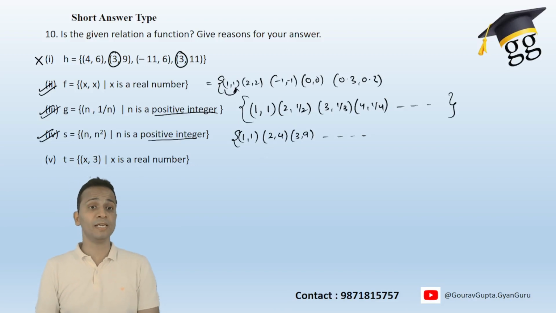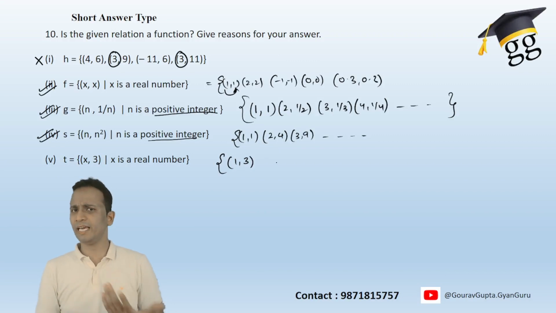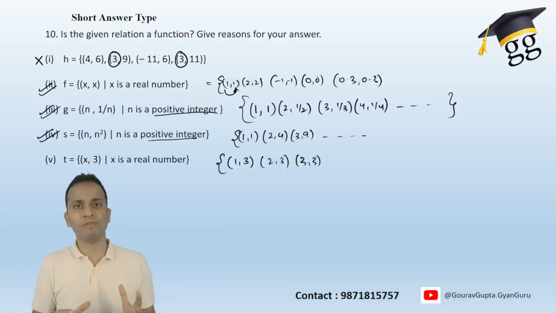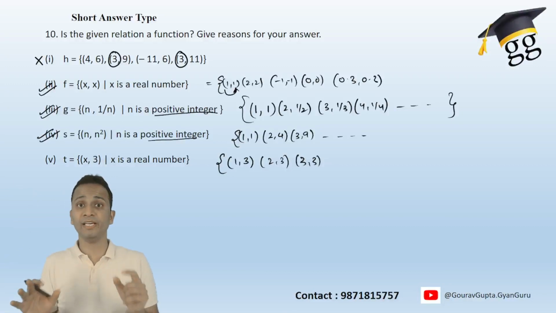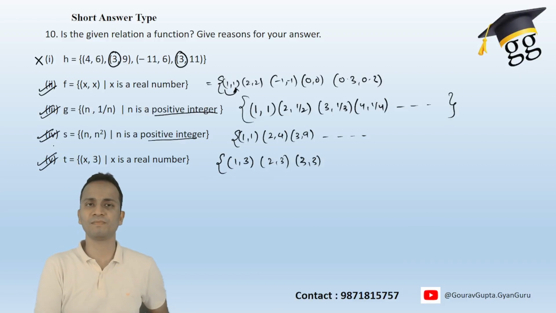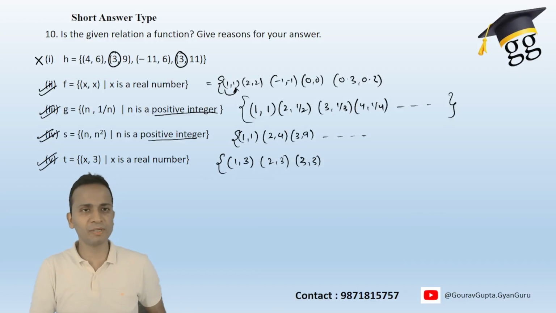Done. Now next, t is equal to x comma 3. This is an interesting case where x is a real number. If I write it, let's say x is equal to 1, but since this is a constant function, y is 3. So 1 के लिए 3 है, एक ही value है, then 2 के लिए भी 3 है, 3 के लिए भी 3 है. So for every value of x, we are getting a unique value of y. We are not getting two different values of y. So this is also a function. This is a constant function, right? So that was question number 10.